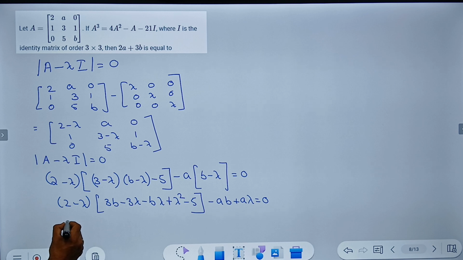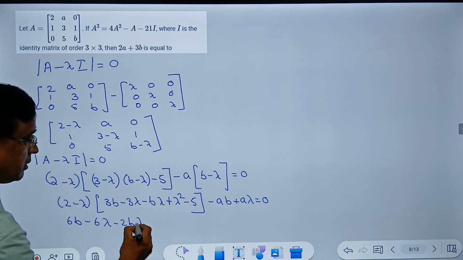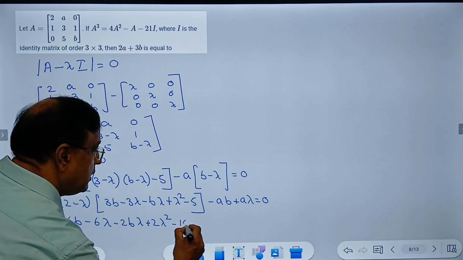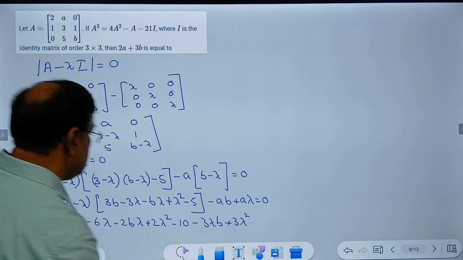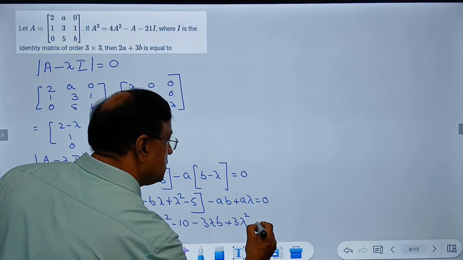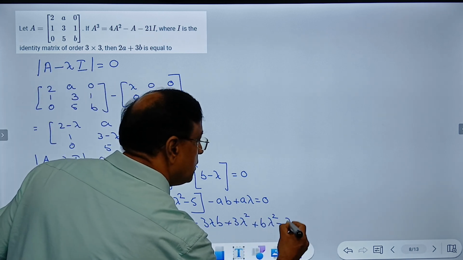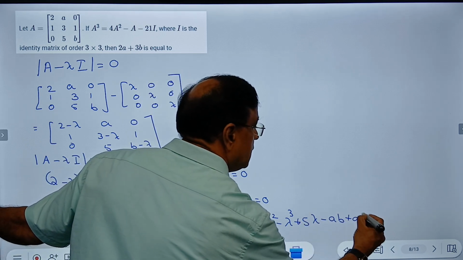When you open this bracket, you get 6b, minus 6 lambda, minus 2b lambda, plus 2 lambda square, minus 10, or you can get minus 3 lambda b, plus 3 lambda square, plus b lambda square, minus lambda cube, plus 5 lambda, minus ab plus a lambda equal to 0.